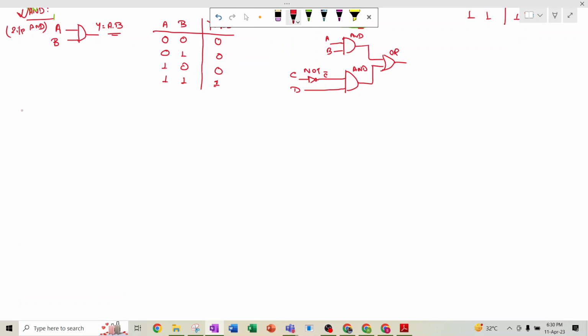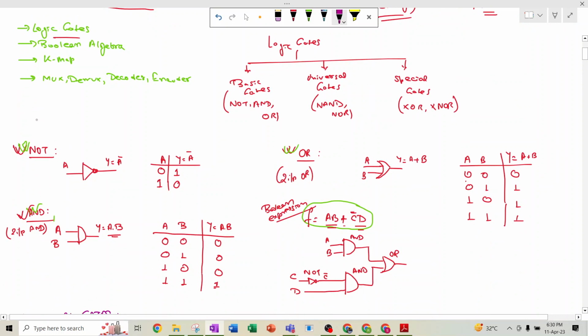So now I will discuss some universal gates. Okay, so these are all the basic gates.